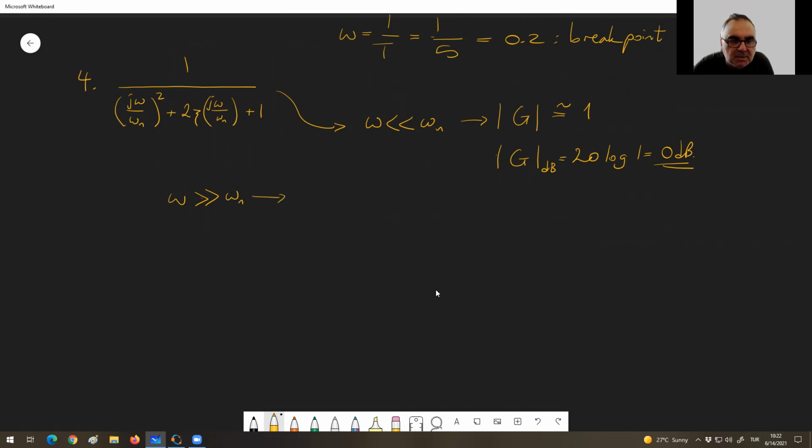When this is the case, omega over omega n is very large. Its square is even larger now. Actually, you are going to have the magnitude; the other terms can be neglected here. The magnitude can be written as omega over omega n to the power minus 2, right? That is 1 over (omega over omega n) squared. Or you can even say j omega over omega n to the minus 2. So it has a slope equal to minus 2, or let's say minus 40 dB per decade. Okay.